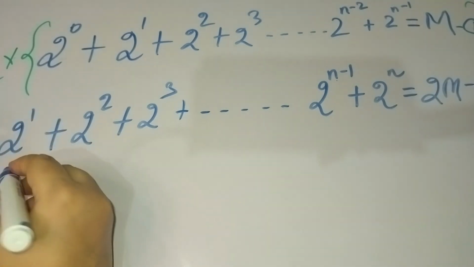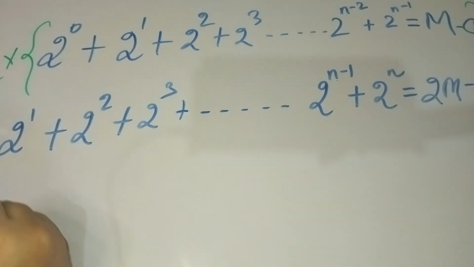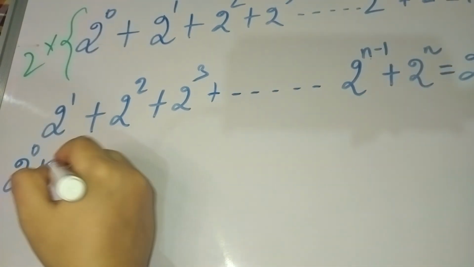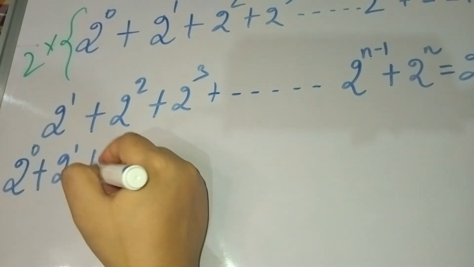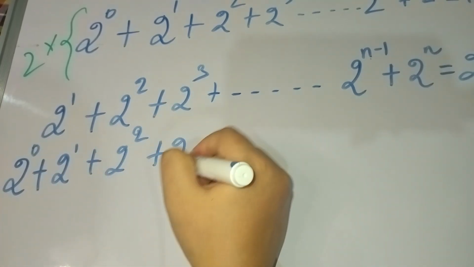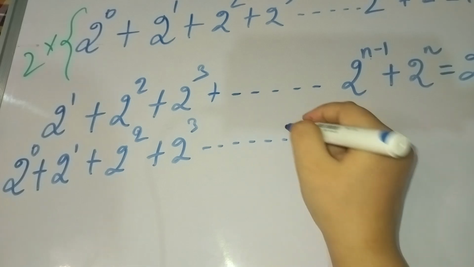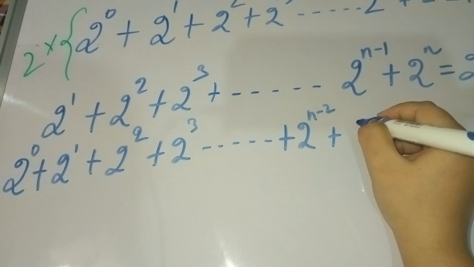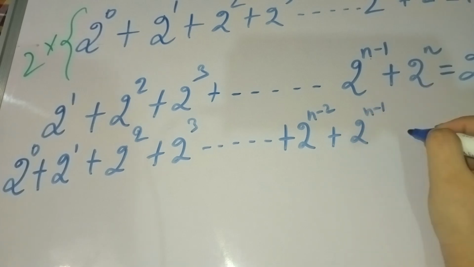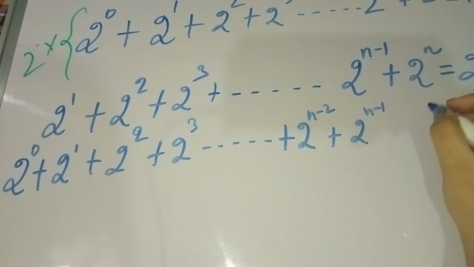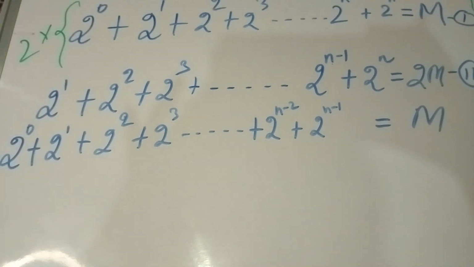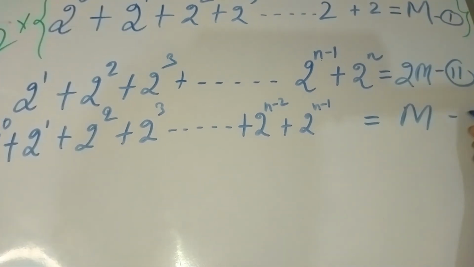So equation number 1 is 2 to the power 0 plus 2 to the power 1, then 2 to the power 2, then 2 to the power 3, up to 2 to the power n minus 2 plus 2 to the power n minus 1 equals m. Right? So we got this. This is my equation 1.